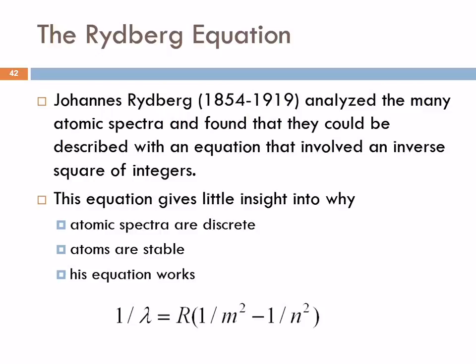So that's all very cool, but it doesn't explain anything. It doesn't explain why atomic spectra are discrete, why they have lines instead of a continuous spectrum. It doesn't explain why atoms are stable, doesn't even explain why the equation works. And we're going to do an experiment on Thursday where we're actually going to measure the wavelength of light from different element lamps, and we're going to calculate R, the Rydberg constant.